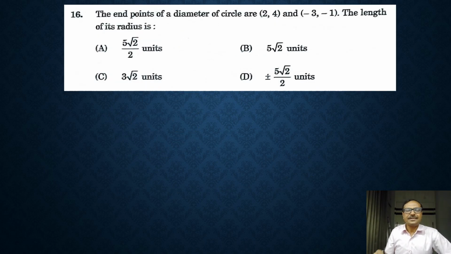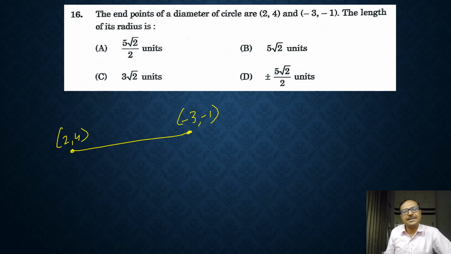Next, the endpoints of a diameter of a circle. So this is the diameter, say this point is (2, 4), and this is the other end, (minus 3, minus 1), and he is asking us to find the length of its radius.